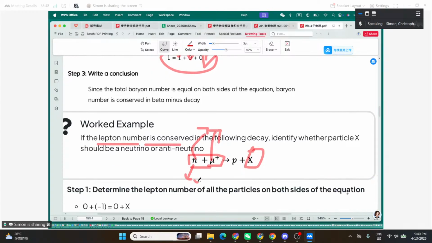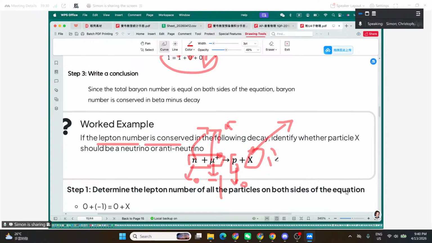The neutron is zero, right? This one is negative or positive? Negative. Oh, because this is the positive of the anti-muon, right? This one, we call the lepton number positive one. This is the antimatter of the muon, right? And the proton is what? It is zero, right? So for X, if we want the equation to conserve lepton number, X must have lepton number negative one, right?